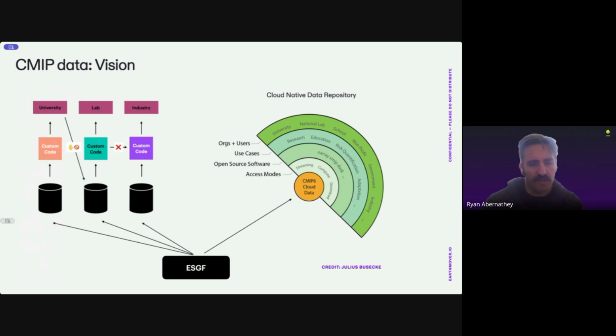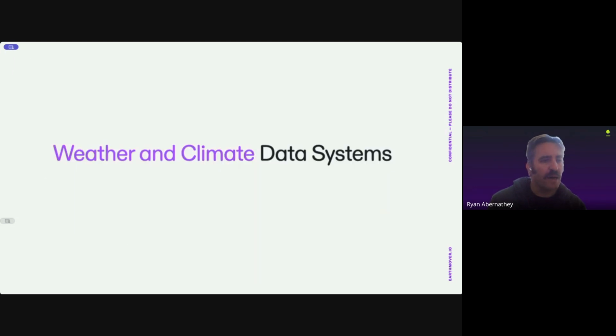So this is a vision for where we'd want to go, and this is the transition to the final part of my talk, which is to talk a little bit about weather and climate data systems, which is really the focus of what we're doing at Earthmover today. I'm going to give a brief introduction to the platform that we're building, and then I'm going to wrap up, and hopefully we can have a little bit of time for questions.